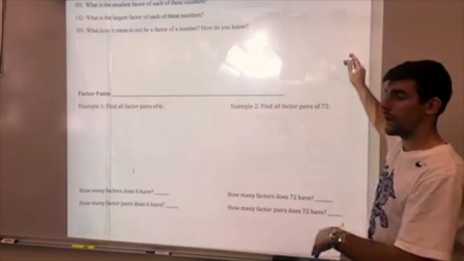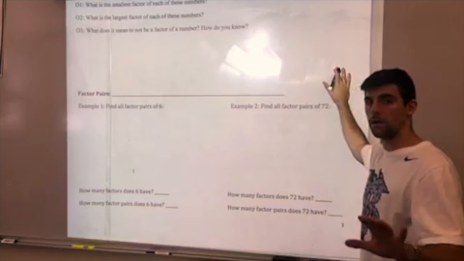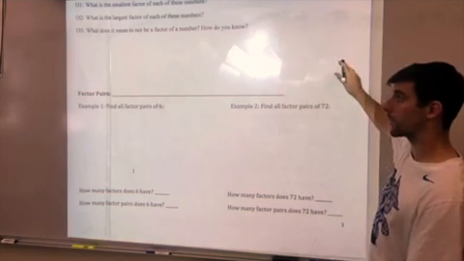So we're on page 3 now. You should have done all of the examples up until this point. So if you haven't, just pause, go back and do pages 1 and 2, and we'll be here waiting for you on page 3.